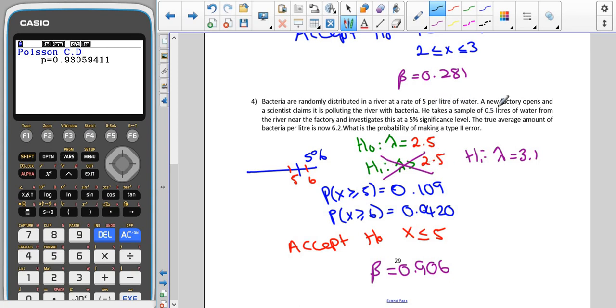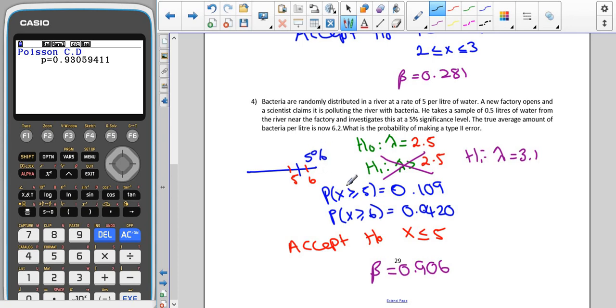He takes a sample of 0.5 litres of water, so we're going to have to, as we did in the Poisson hypothesis testing, halve our constant average rate. So from 5, we're actually testing 2.5. We're testing this at a 5% significance level. It's one-tailed, so we want our 5% to be up at this top bit here.